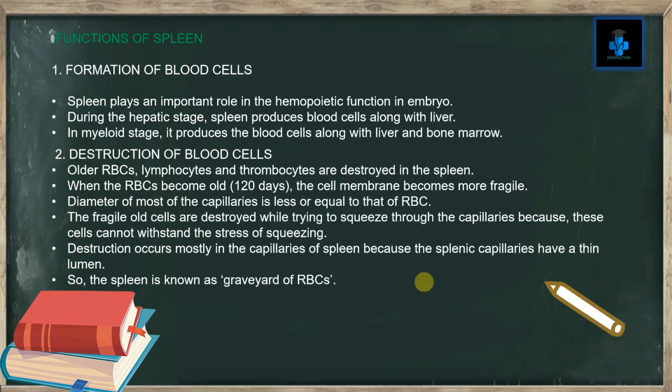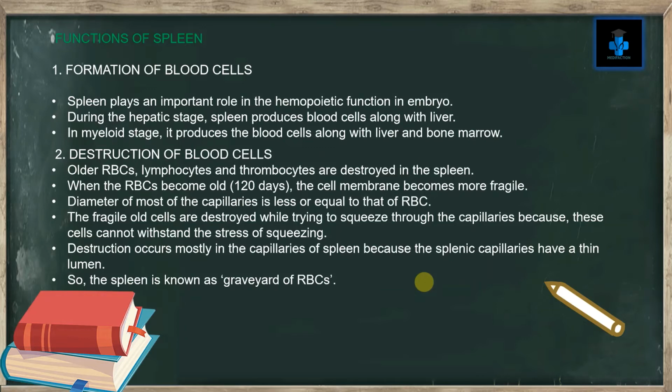Second function, destruction of blood cells. Older RBCs, lymphocytes and thrombocytes are destroyed in the spleen. When the RBCs become old, that is 120 days of its lifespan, the cell membrane becomes more fragile.